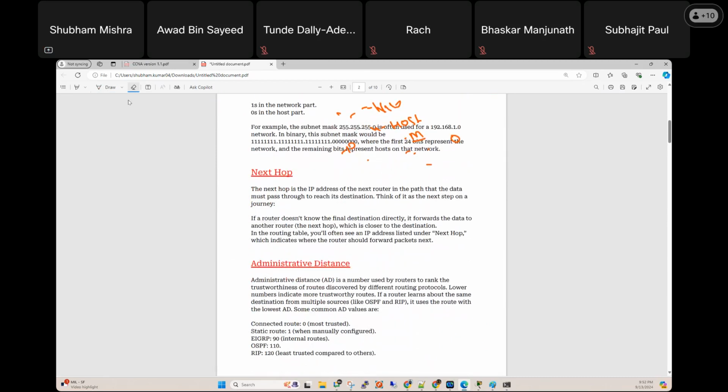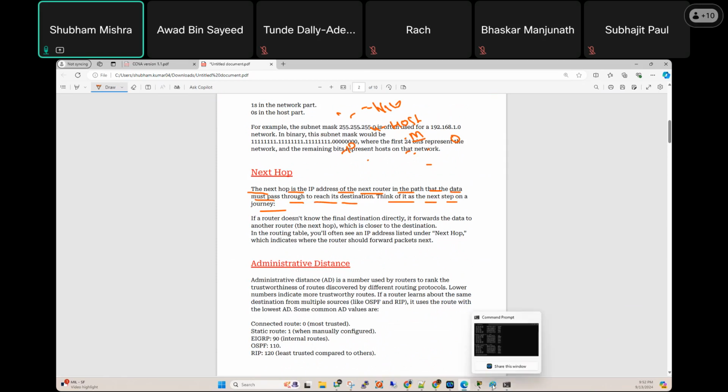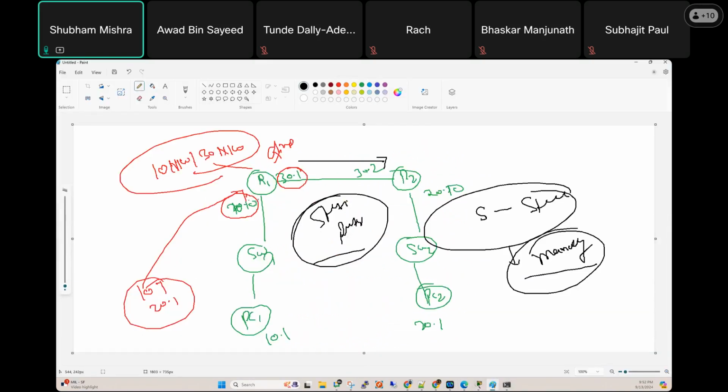Now, next is next hop. Next hop is the IP address of the next router in the path that data must pass through to reach the destination. Think of it as the next step in the journey. Try to understand this scenario. For example, PC number 1 sends a packet, and the packet reaches the router.